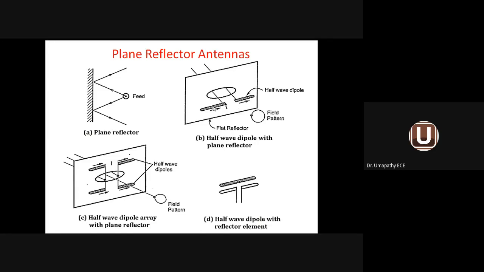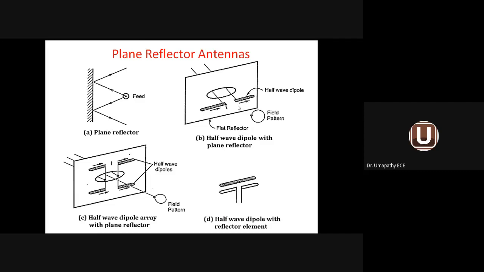We have a half-wave dipole. The half-wave dipole is shown in the figure. There is a transmission line connected to the half-wave dipole for feeding the signal. Why are we going for a transmission line? It feeds the signal into the dipole. There is an aperture opening here, and this one is a reflector. A flat reflector is available.